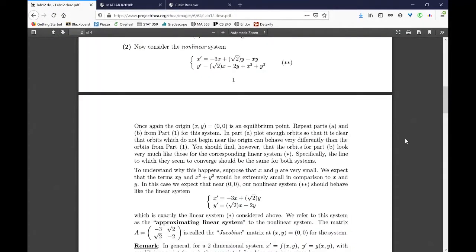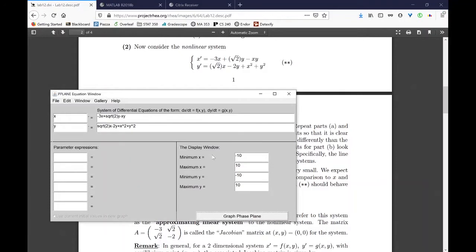Now for question 2, we're going to consider this nonlinear system. It's very close to our old system, except the x prime term has a minus xy tacked on, and the y prime term has a plus x squared plus y squared term tacked on. Now again, the origin is an equilibrium point, and we're going to repeat parts A and B from question 1 for this system. Okay, so we're going to start off by plotting it in p-plane with x less than 10 and y less than 10.